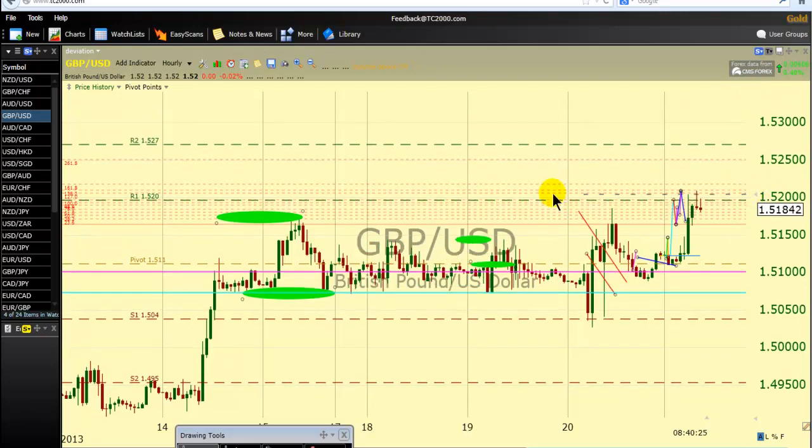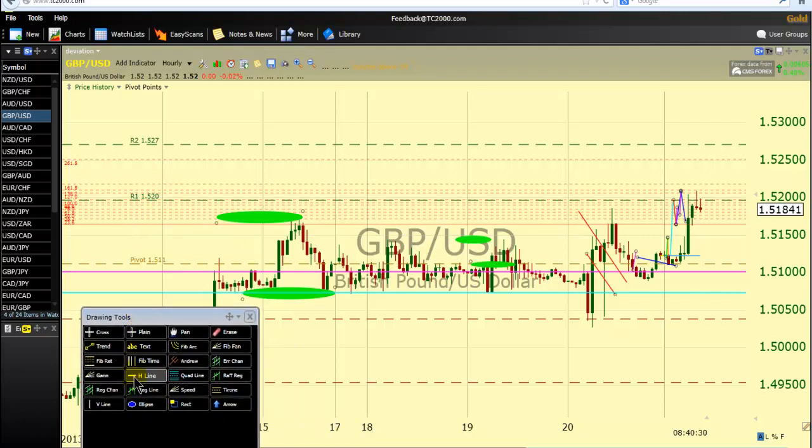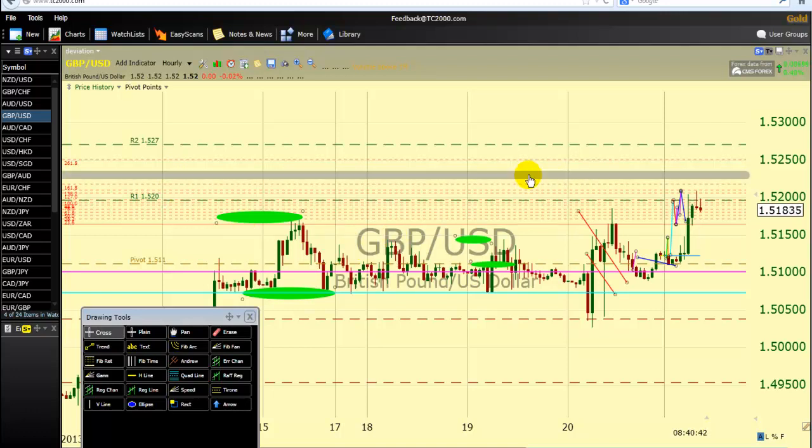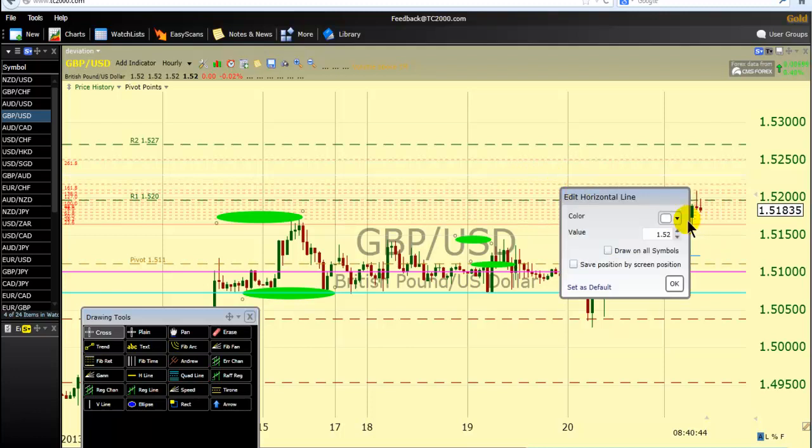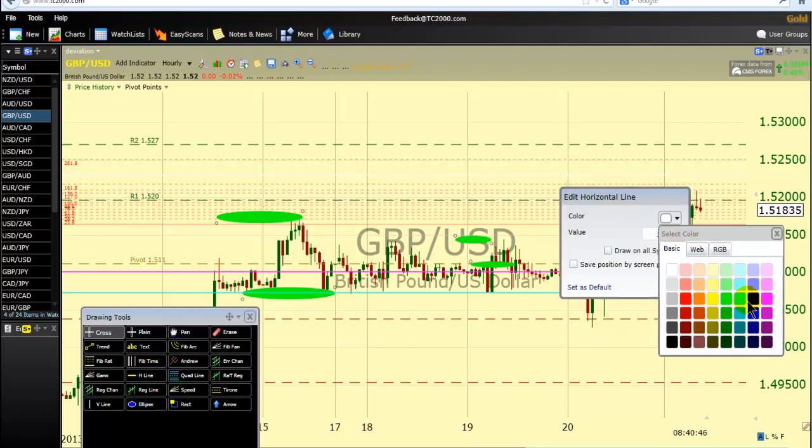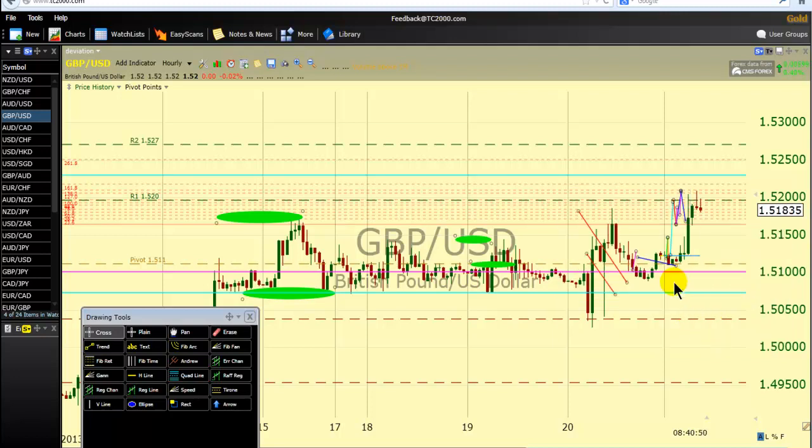Yeah, now you can see the midpoint between the resistance level 1, which we call R1, and the resistance level 2, which we call R2. How do we call that? That's what we call M4, the midpoint between these two, the pivot level. I will call it also in turquoise.